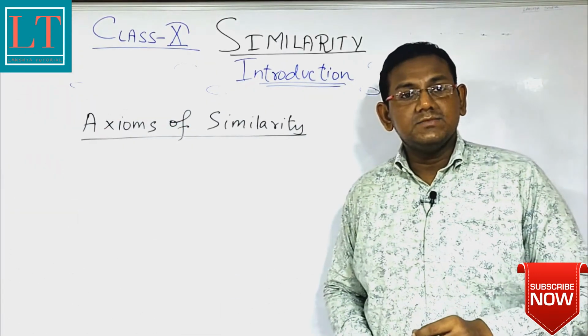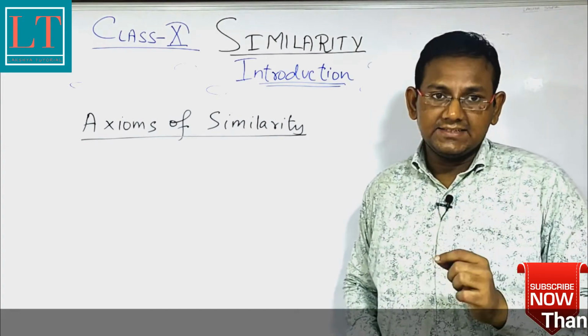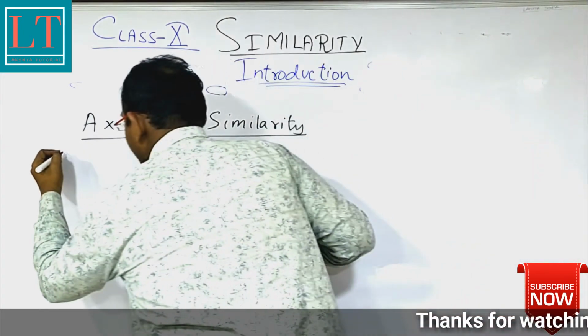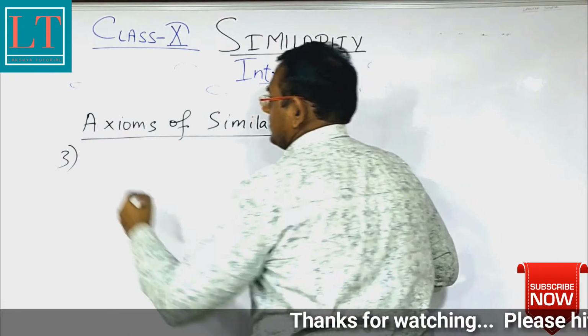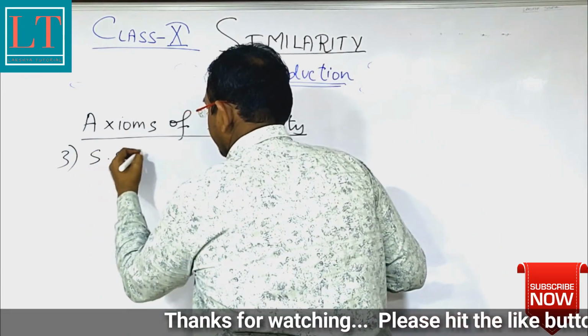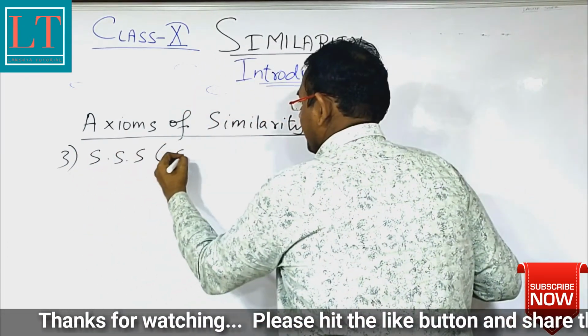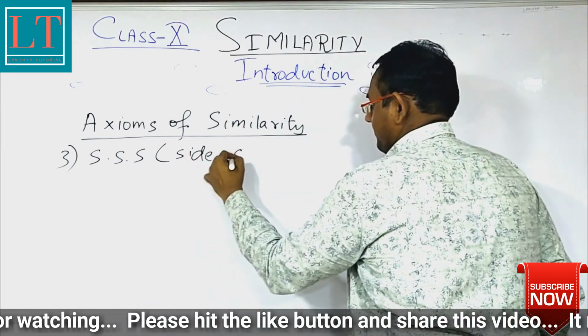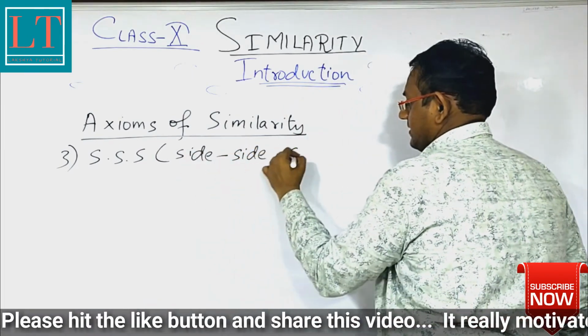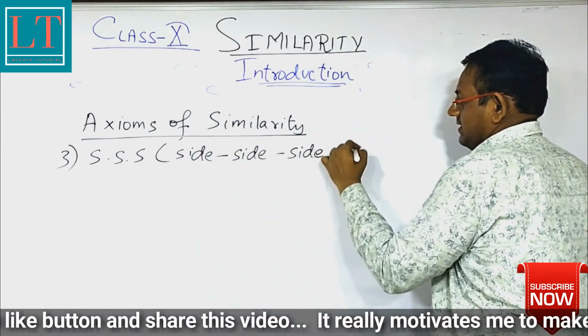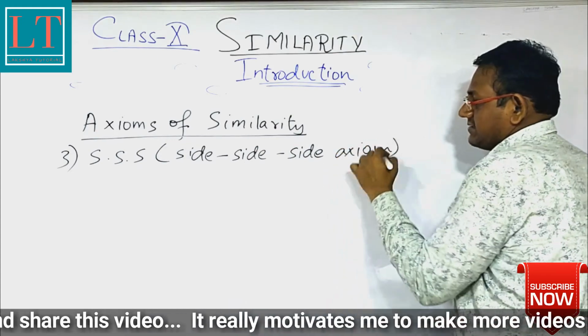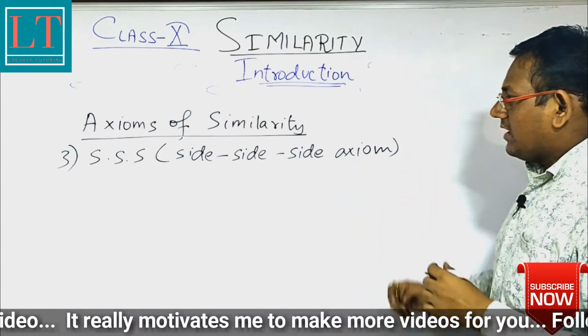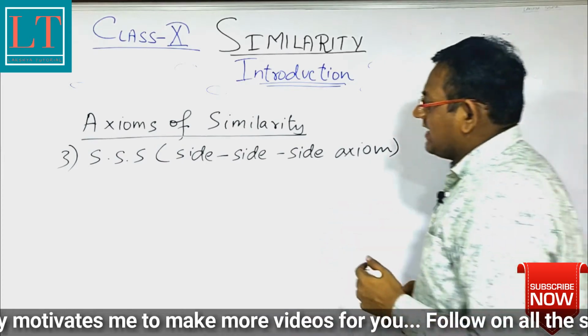The third axiom is called the side side side axiom. Let me write this: side side side axiom. So this is the third axiom. Let us understand what the side side side axiom is.